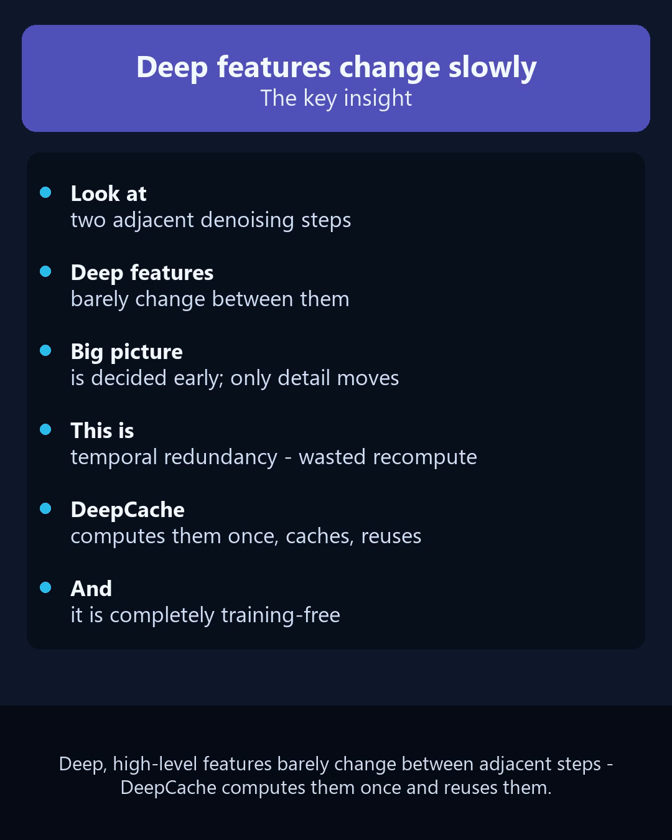Now the key observation. If you look at adjacent denoising steps, the deep, high-level features barely change from one step to the next. The big picture is already decided early, only fine details keep moving. DeepCache exploits this temporal redundancy. Instead of recomputing those slow-changing deep features every step, it computes them once, caches them, and reuses them for several steps. It is completely training-free.